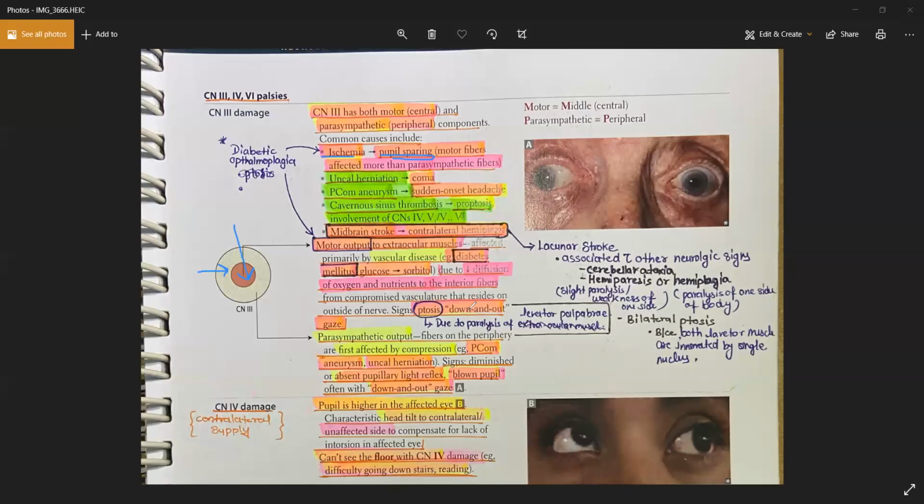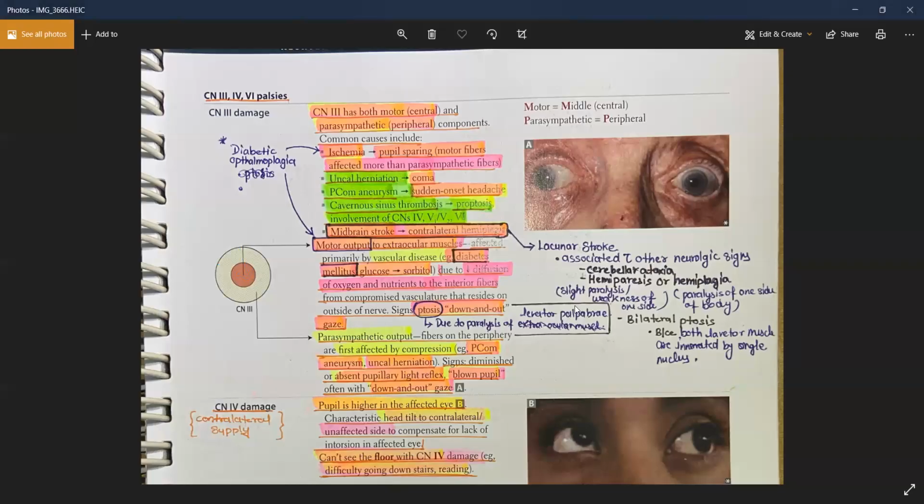It's all about that only. In the parasympathetic, you can have damage by the posterior communicating artery aneurysm. You can have damage because of the uncal herniation. You can have damage because of thrombosis, right? You will have an absence of the pupillary reflex. If the damage is more, you can have damage of the motor nucleus also. In that case, you will have a full-blown pupil with down and out gaze. In case of motor output damage, you will have a normal pupil with down and out gaze. So any doubt on third nerve palsy?